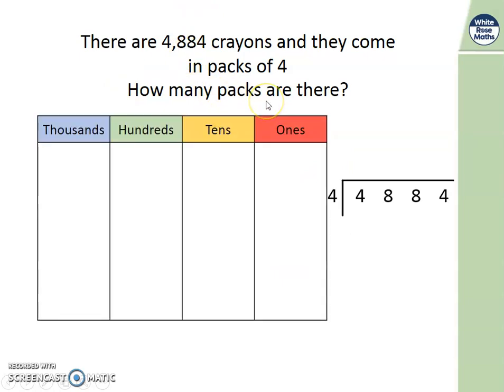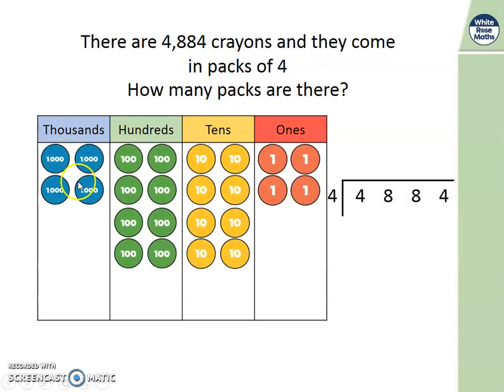So we're going to build on our skills from the last few lessons. We're going to use a place value chart, and this time we need to have our thousands column. And we're going to make links today into the formal, efficient written method. So we put the 4,884 that we're going to divide underneath the bus stop. And we're putting our divisor, we're dividing it into packs of 4. We put that on the outside to tell us what we are dividing by. Let's build this number now into our place value chart.